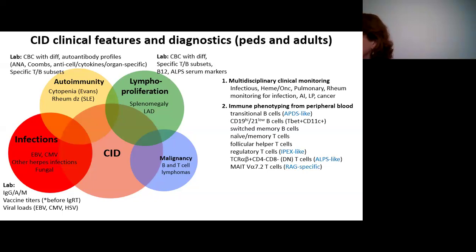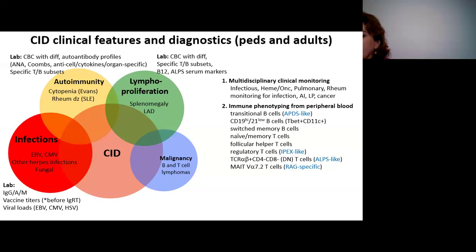For example, transitional B cells. We discussed it last night. These are the early B cells that just come out of the bone marrow, and they would be getting more metabolically quiescent to go to the naive stage. When you have a very highly activated mTOR pathway, they cannot do that transition, so they're going to start to increase with disease. So transitional B cells are perfect markers for APDS if you see them abnormal.